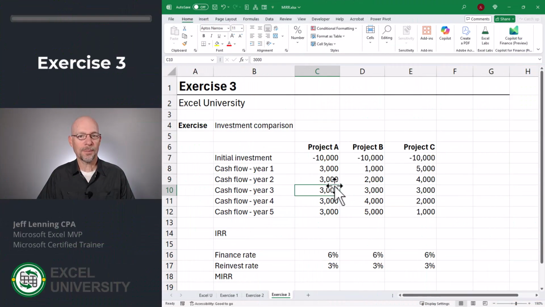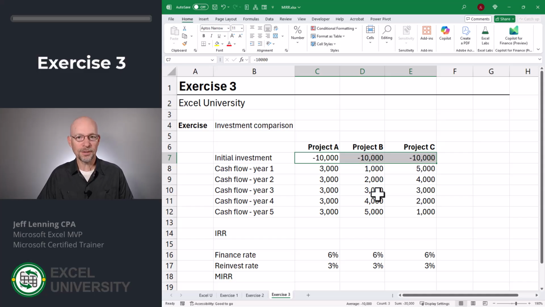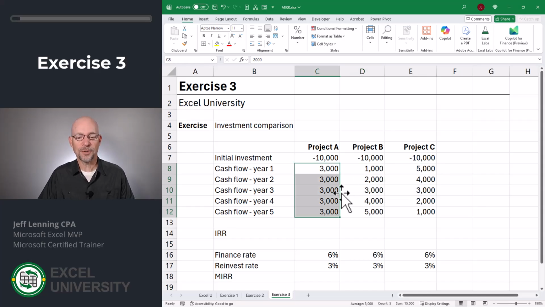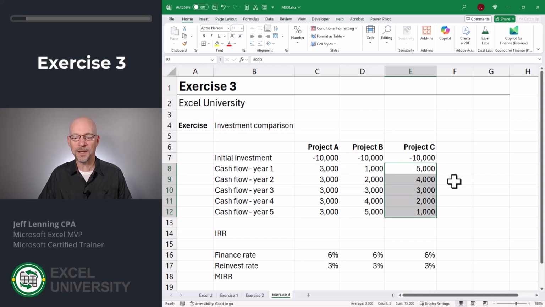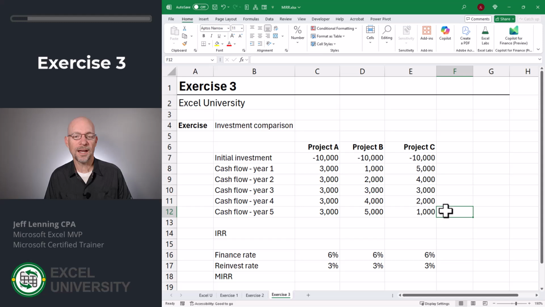Here we have 3 different opportunities. They all require an initial investment of $10,000, and they all return $15,000. The only difference is the timing. Project A returns it evenly, Project B returns less in the beginning and more at the end, and Project C returns more at the beginning and less at the end. Which one has a higher internal rate of return? Let me know in the comments.